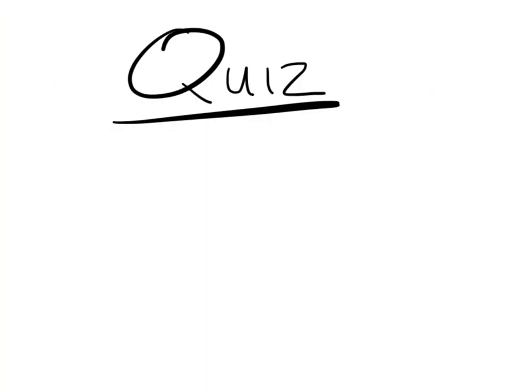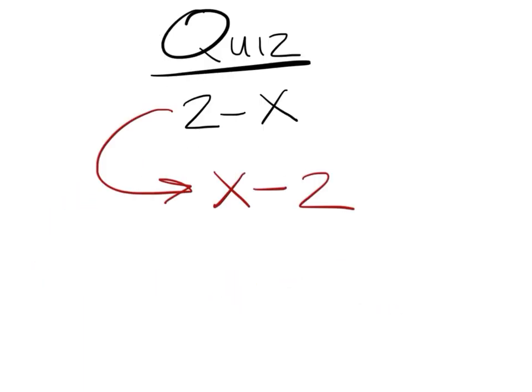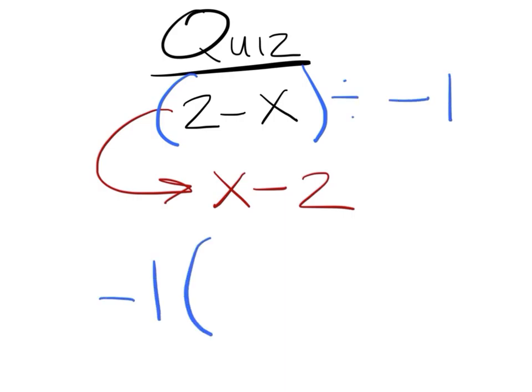Your quiz is 2 minus x. And what I need you to do is to explain with numbers or words how to go from 2 minus x to x minus 2. The solution for the quiz is whether you put it in words or numbers, you must show in some fashion that if you factor out a negative 1 from that, you can end up with this.